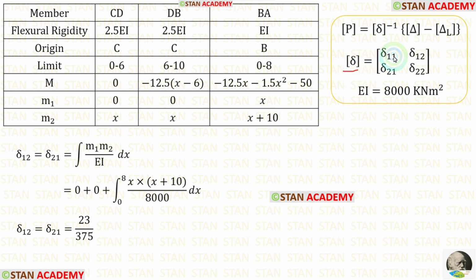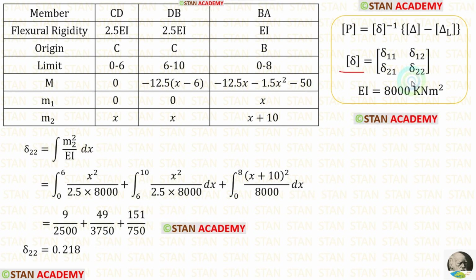In this matrix, now let us find delta 1,2 and delta 2,1. Both of them have the same formula, integration of m1 m2 upon EI dx. For CD and dB, the value of m1 is 0, so no need to make the integration. In BA, let us apply the values of m1 and m2. After the integration, we are getting the value of delta 1,2 and delta 2,1.